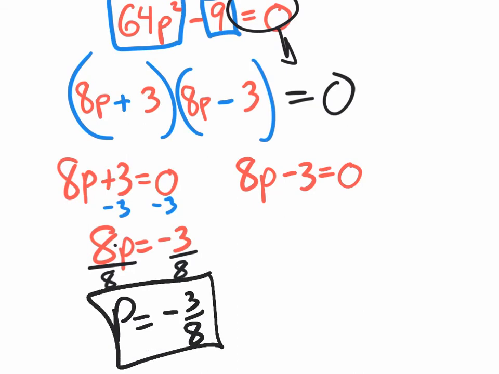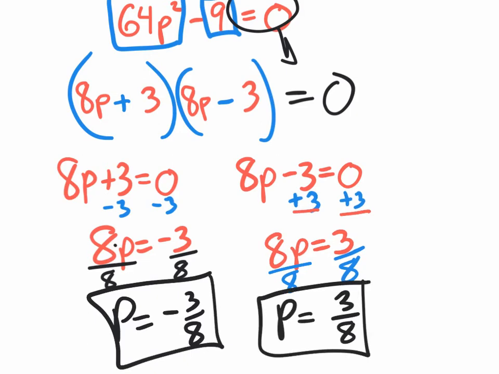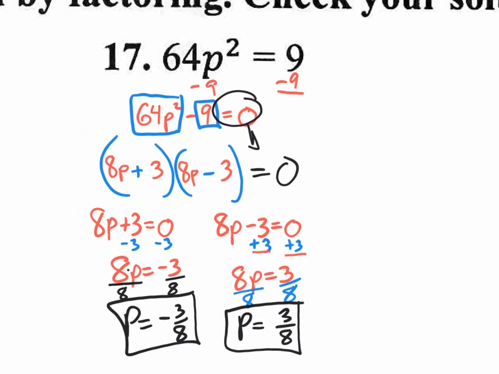And on the other one, add 3, you will get 8p equals 3. Then you divide by 8, and you'll get your answer, p equals positive 3/8. That is one way of doing it. Now there's another way of doing it.